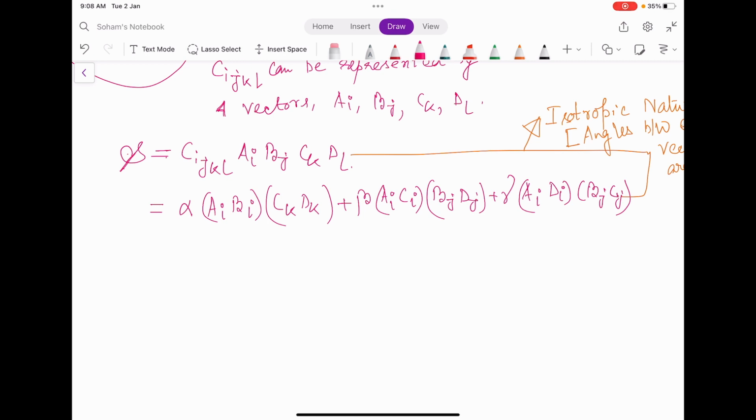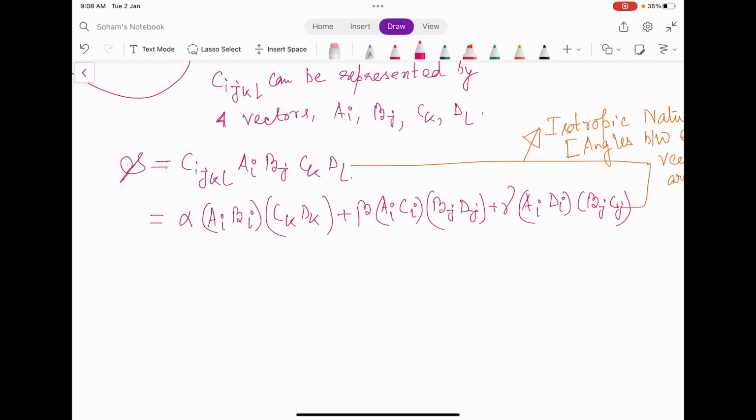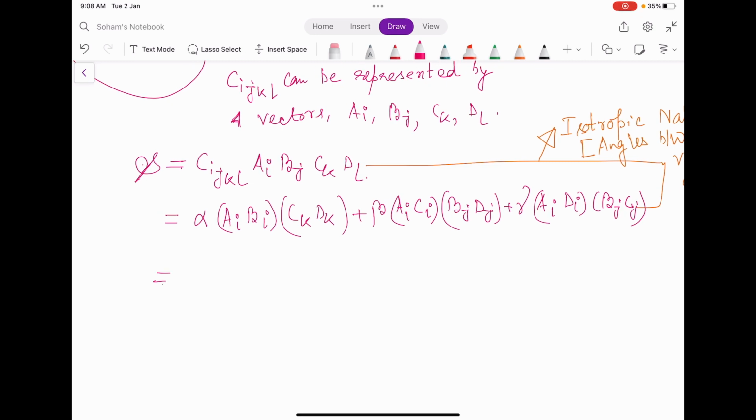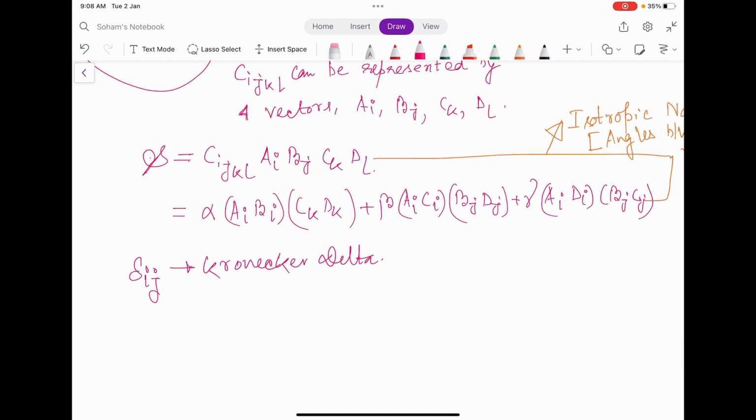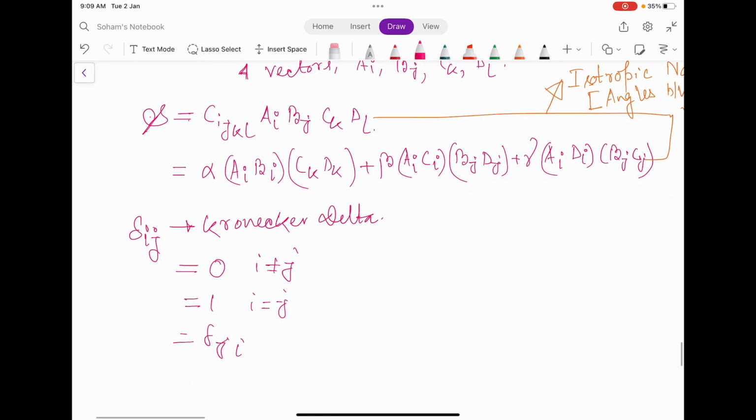Now let me introduce you to a very special second order tensor, that is delta ij. So delta ij is termed as the Kronecker delta. It has the property that delta ij is equal to 0 if i not equal to j, and it is 1 if i equal to j. And delta ij is symmetric, that is it is equal to delta ji. Now can you tell me if this is wrong or right?